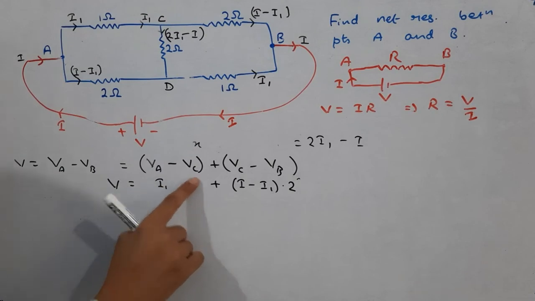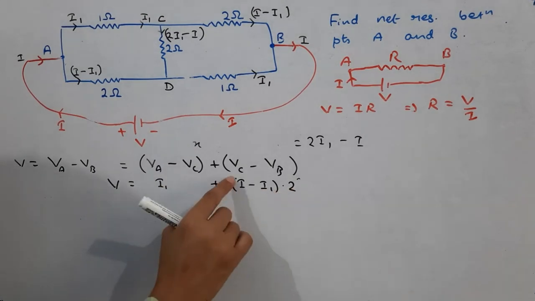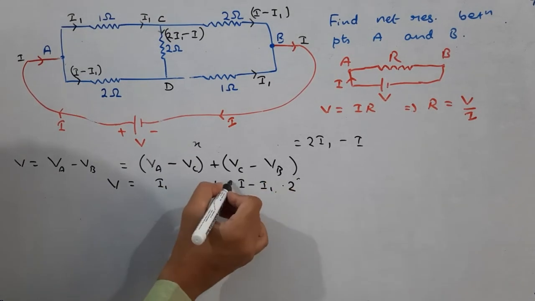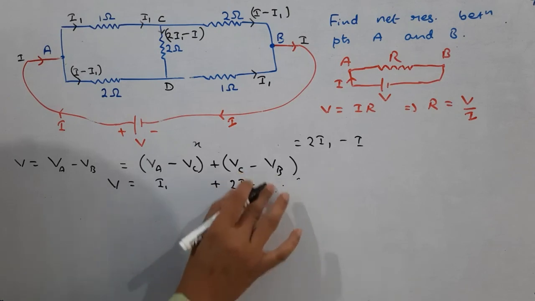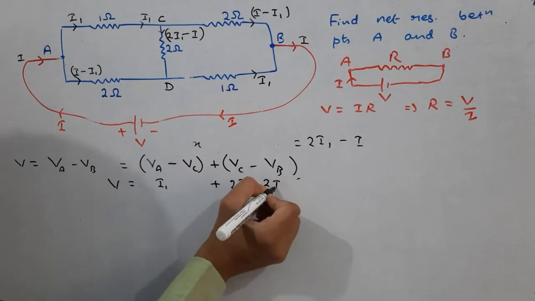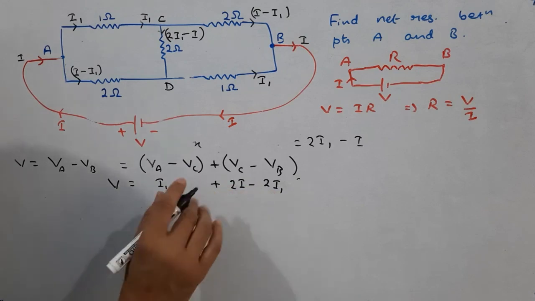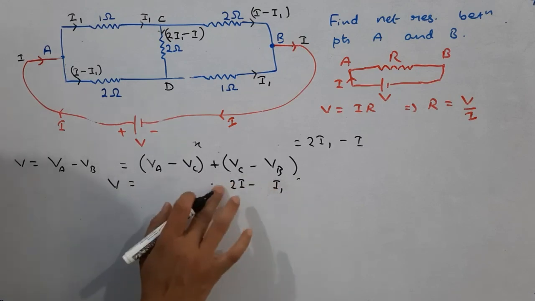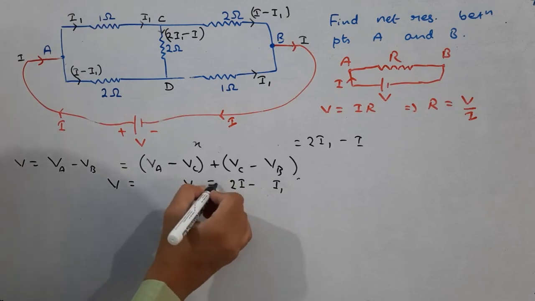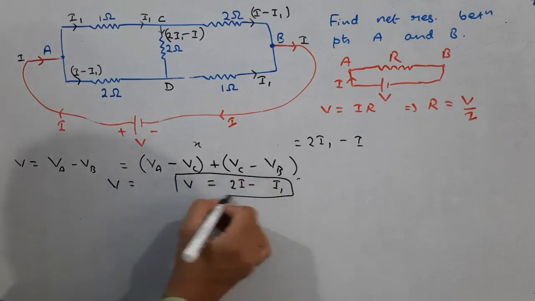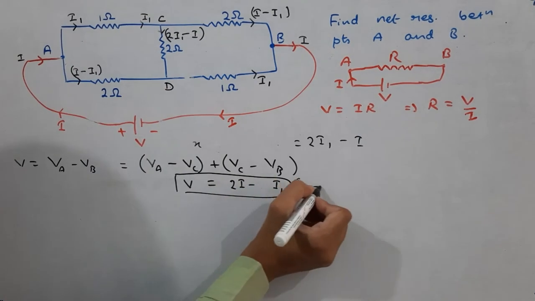So I1 into 1 is I1, and 2 into I minus I1 is twice of I minus twice of I1. Now this is I1 minus twice of I1. So 1 minus 2 is minus 1. So it becomes this much. So V becomes equal to 2I minus I1. This is one equation.